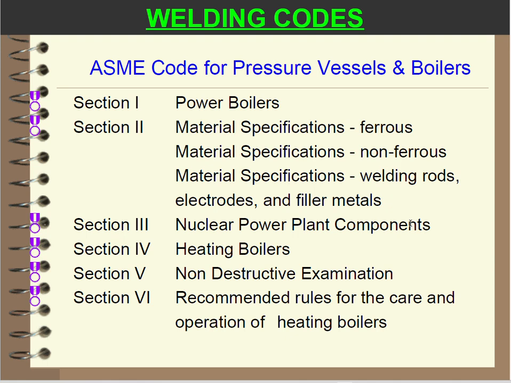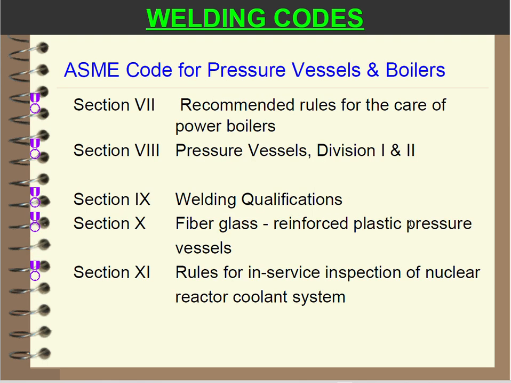Section 6 refers to recommended rules for care and operation of heating boilers. Section 7 refers to recommended rules for care of power boilers. Section 8 refers to pressure vessels, Division 1 and 2. Section 9 refers to welder qualification. Section 10 refers to fiberglass reinforced plastic pressure vessels. Section 11 refers to rules for in-service inspection of nuclear reactor coolant.